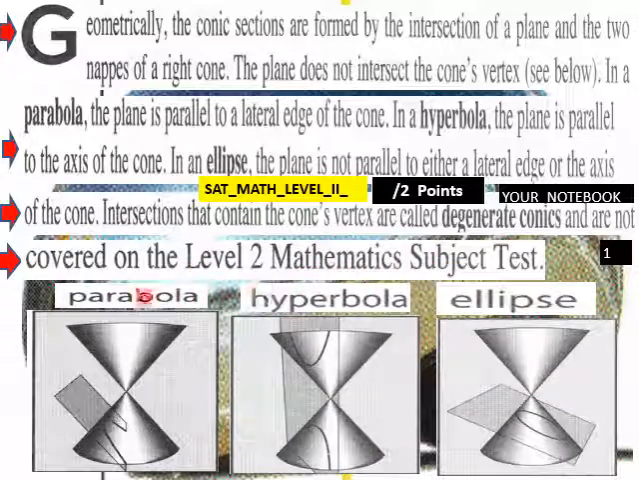So here's a parabola, here's a plane intersecting a parabola, and then a hyperbola. Here is a plane that intersects two cones like this, and then an ellipse is here where it intersects a cone at an angle, and then that'll give you an ellipse there.